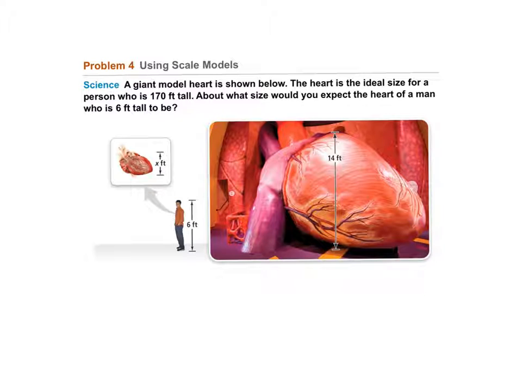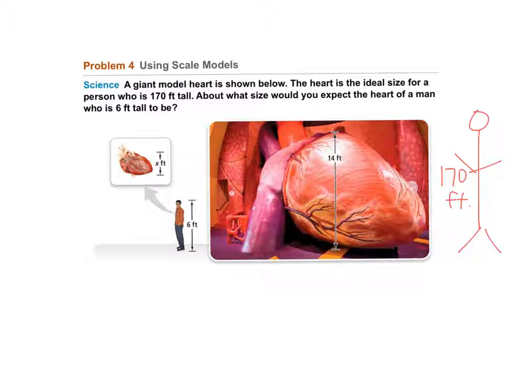We'll talk through it. So it says a giant model heart is shown below. The heart is the ideal size for a person who's 170 feet tall. So if there was a 170-foot tall person, their heart would be 14 feet tall. Okay, so what they're saying is if this was his heart, he would have to be 170 feet tall. 14 feet. Okay?